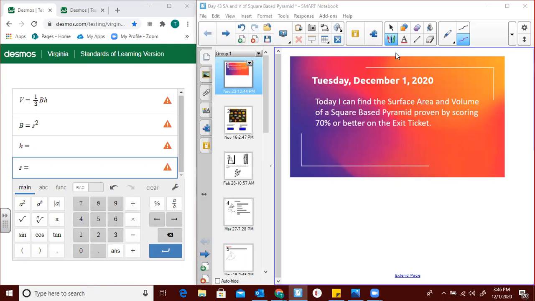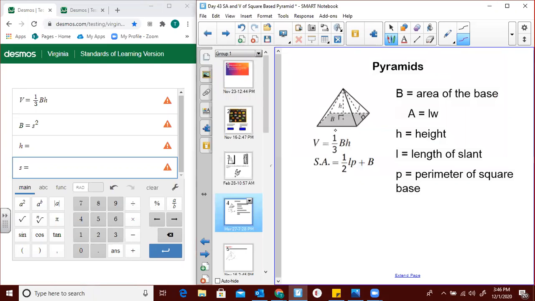Today we're going to find the surface area and volume of a square-based pyramid. So just to start off real quick, you guys need to know these two formulas. You don't have to memorize them, but you need to know how to use them. So here we have our volume formula.